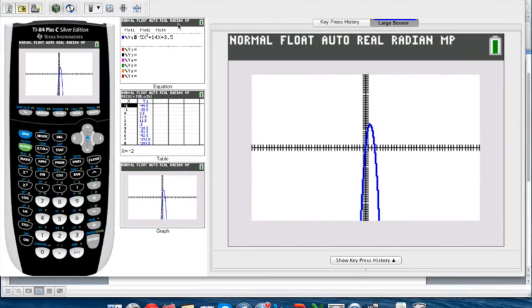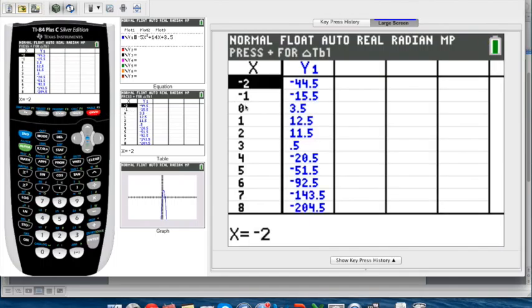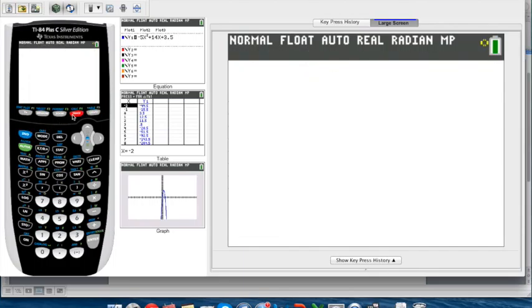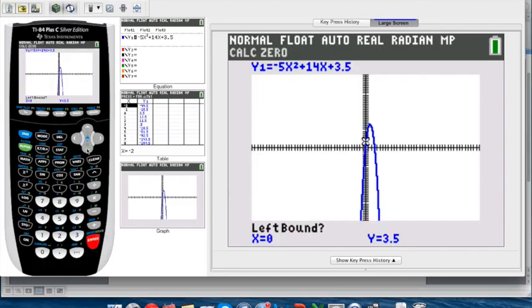Alright, sorry about that. We're back again. So as I was saying, you need 4 points on this graph. So let's figure that out right now. So when we table, right? This is when x is equal to 0, y is equal to 3.5. So that is the point when the banana peel is at 3.5 meters. Now we can find other points using second trace and zero. Go to left bound, left bound, right bound.